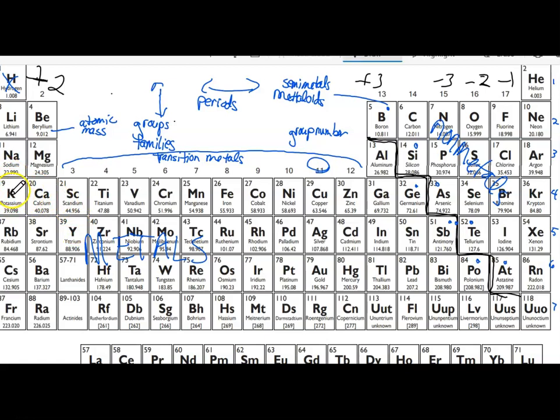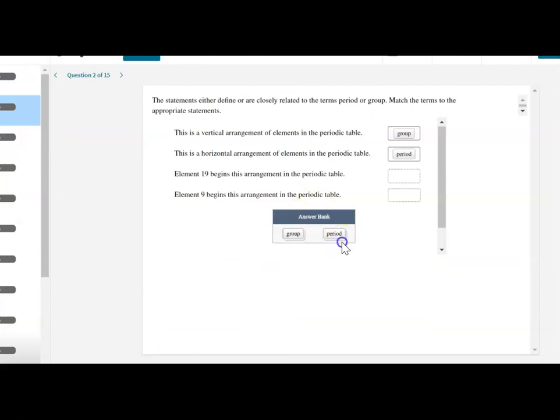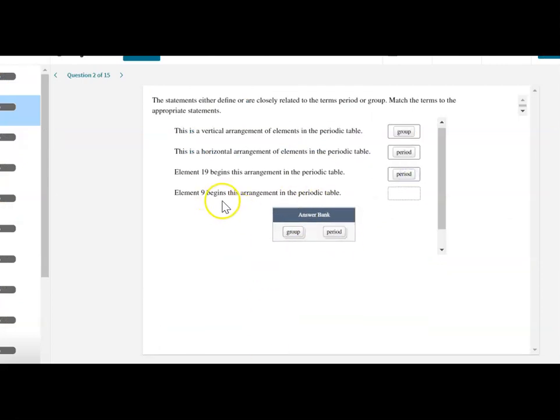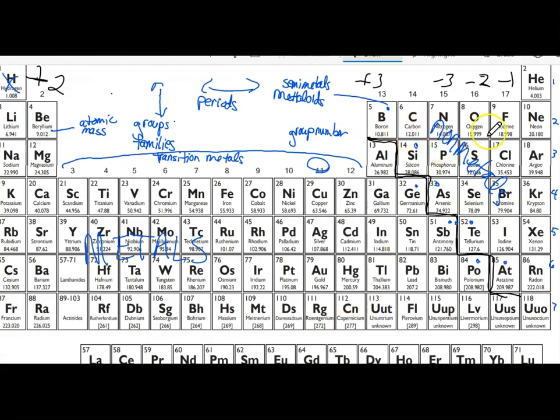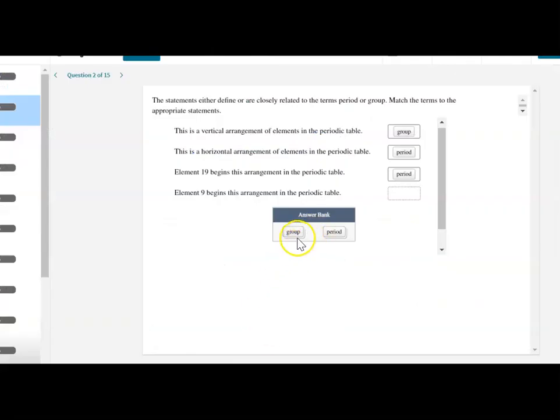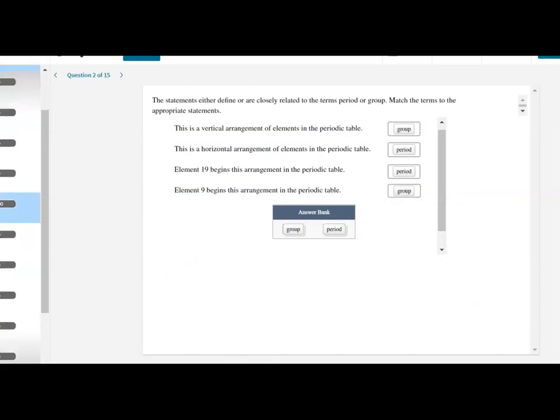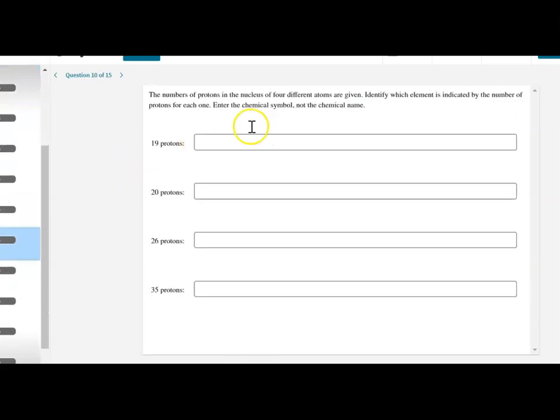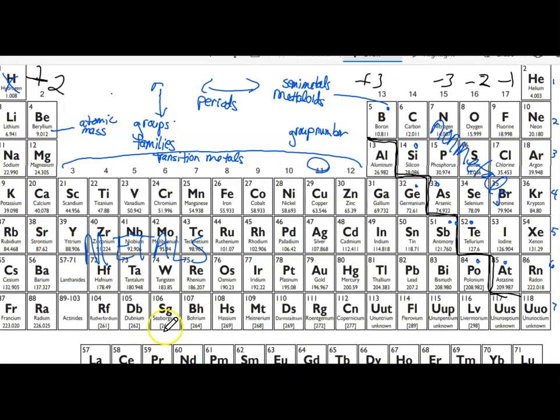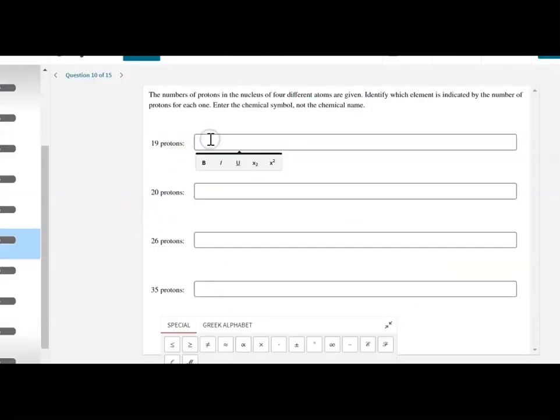Element 19 begins this arrangement of the periodic table. So we need to look at our periodic table. Element 19 is right here, potassium. The screen's kind of cut off, but this is 19. So this would be a period. It begins a period. And then element 9 begins this arrangement. So here's element 9, so it's the beginning of a group. Let's go down here. This one wants to know the number of protons in the nucleus of these 4 different atoms. Identify which element is indicated by the number of protons. We want the symbol and not the name. So 19 protons, that means the atomic number is 19. We come out here and we see that that's K. We just type in our capital K.